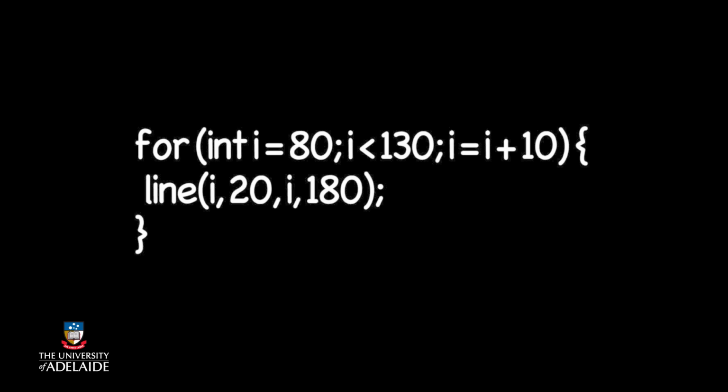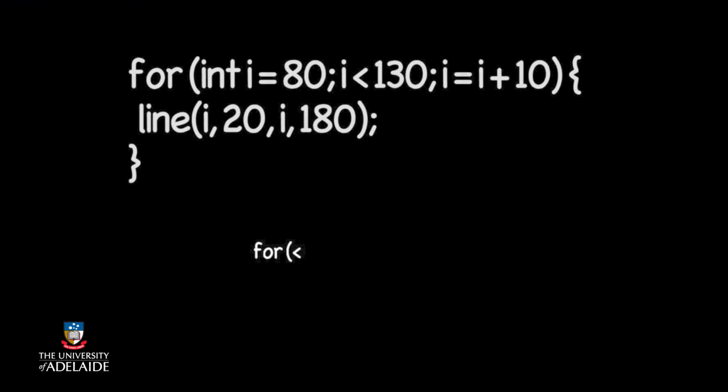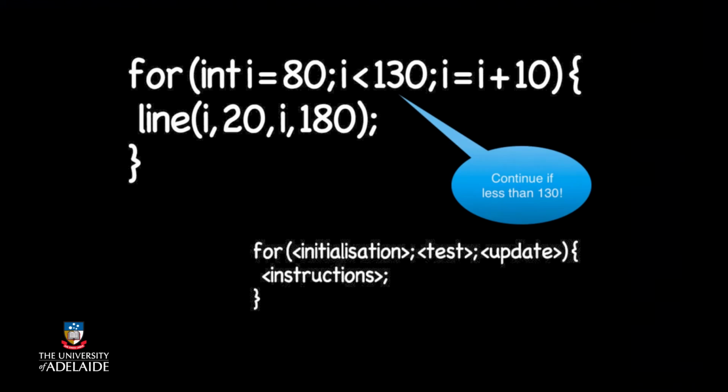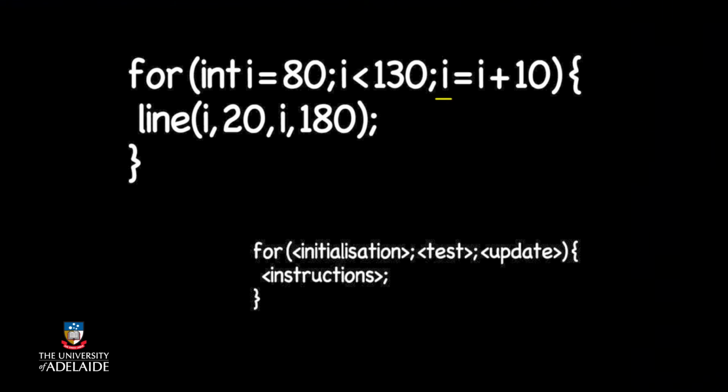Recall that a for loop consists of the following template. The initialization section is where we can declare a variable that holds an initial value, in this case the x-coordinate for the first line. The test is where we write the expression that tells us whether we need to repeat the instructions. In this case, it is whether our x-coordinate is greater than 130 pixels, in which case we don't draw any more lines. And the last part, the update, changes the value of the variable declared in the initialization to get it ready for the next go through the loop. In this case, adding 10 pixels to the x-coordinate.